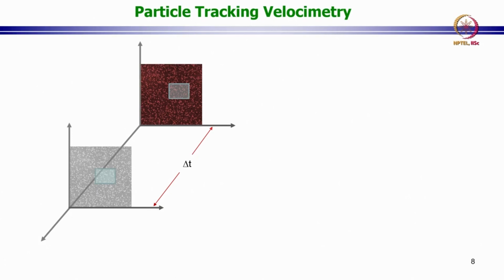So, I have drawn a conceptual diagram. In the beginning your camera takes the first image, and this is the entirety of the first image. Then after a period of delta t your camera takes a second image, and this is the entirety of the second image. Now, you select a small portion of the first image here. In this small box are many tracer particles that you can see, but this small box is a small section of the entire image, not the entire image itself.